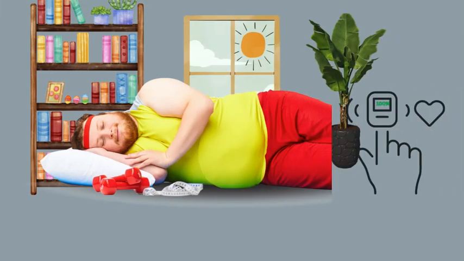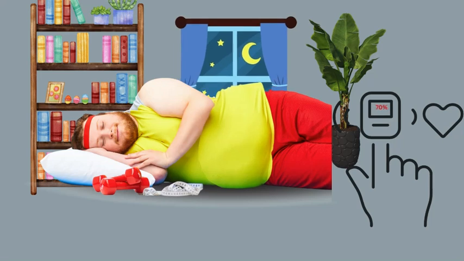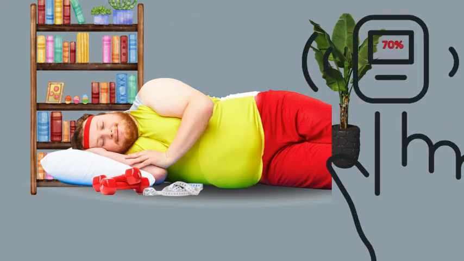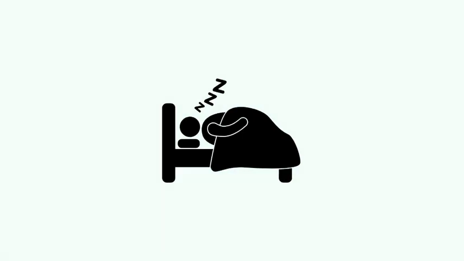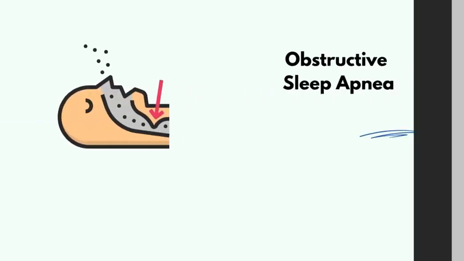Meet Steve. When he is awake, he can maintain his saturation at 100%. But when he is asleep, his saturation can fall significantly to as low as 70%. When you're asleep, your body relaxes, even your airway. In some vulnerable individuals, their airway collapses and causes a condition called obstructive sleep apnea.